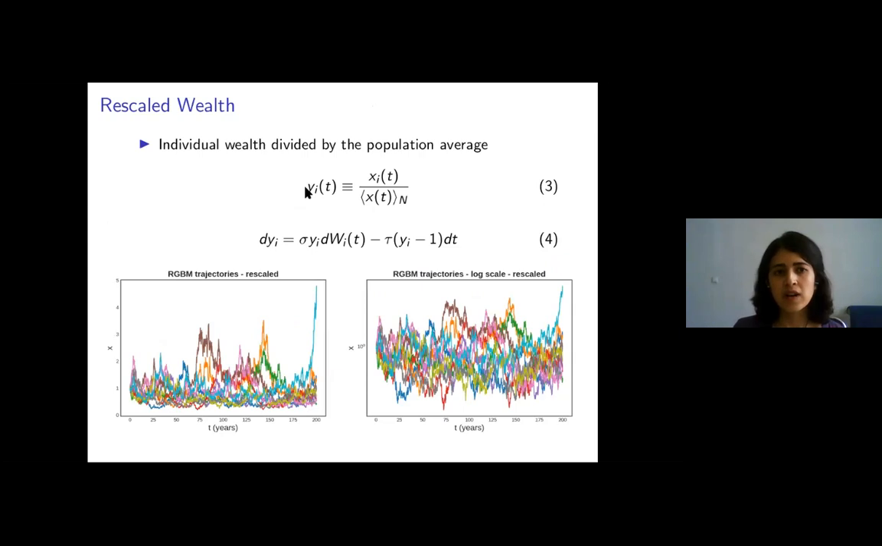Now we want to introduce another measure of wealth, which is the wealth divided by the average wealth of the population. This is the rescaled wealth. This rescaled wealth removes the effect of the general increase in the total wealth of the population. As you can see in the trajectories graph, we don't see that upward trend, as it has been eliminated here. Considering that N, the population, is large, and considering the rescaled growth, the equation for the model would be equation 4 that you can see here.